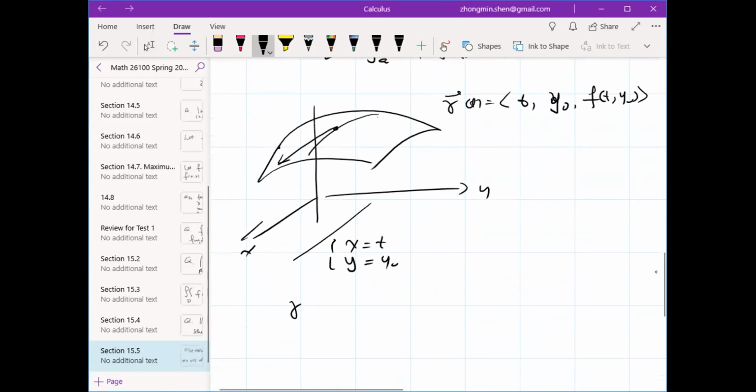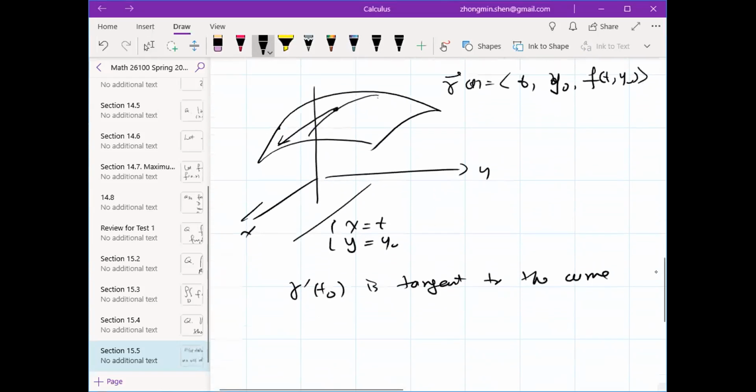So at the point, this is going to be the tangent vector. It is tangent to the curve on the surface, and of course, tangent to the surface. So what is that? That is just 1, the derivative of y is 0. This is where it comes from. And then the partial derivative of f with respect to t, y.